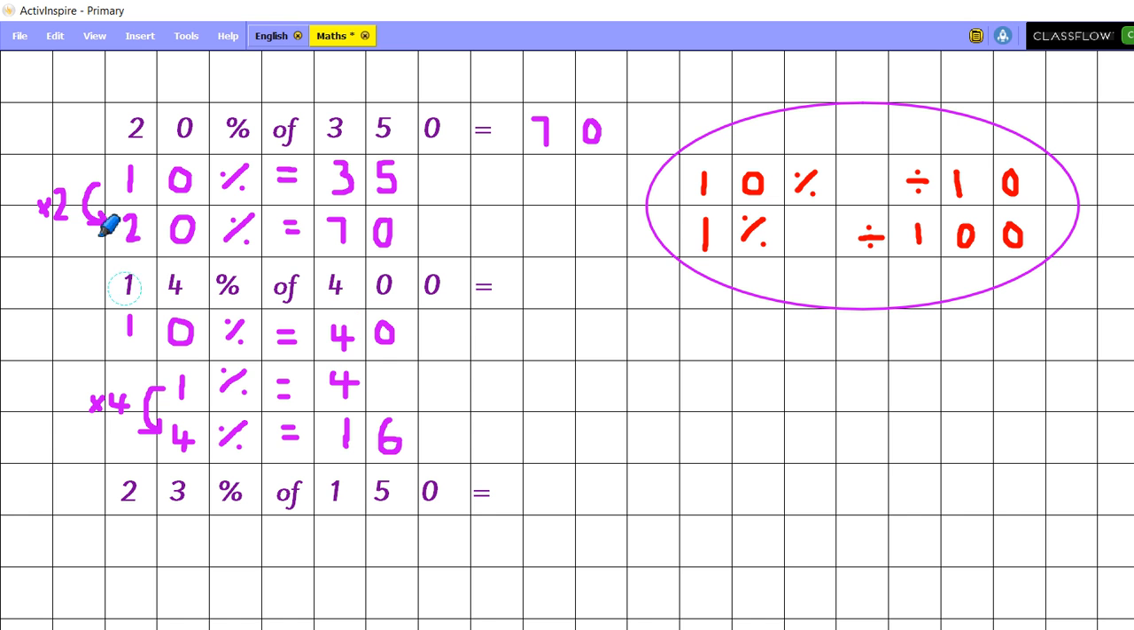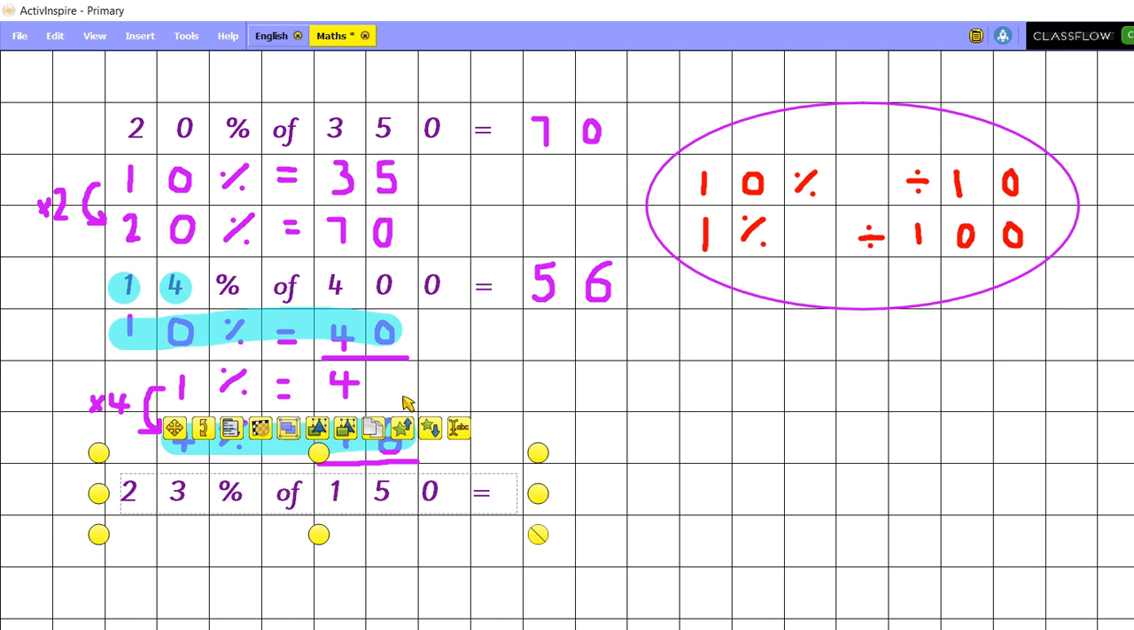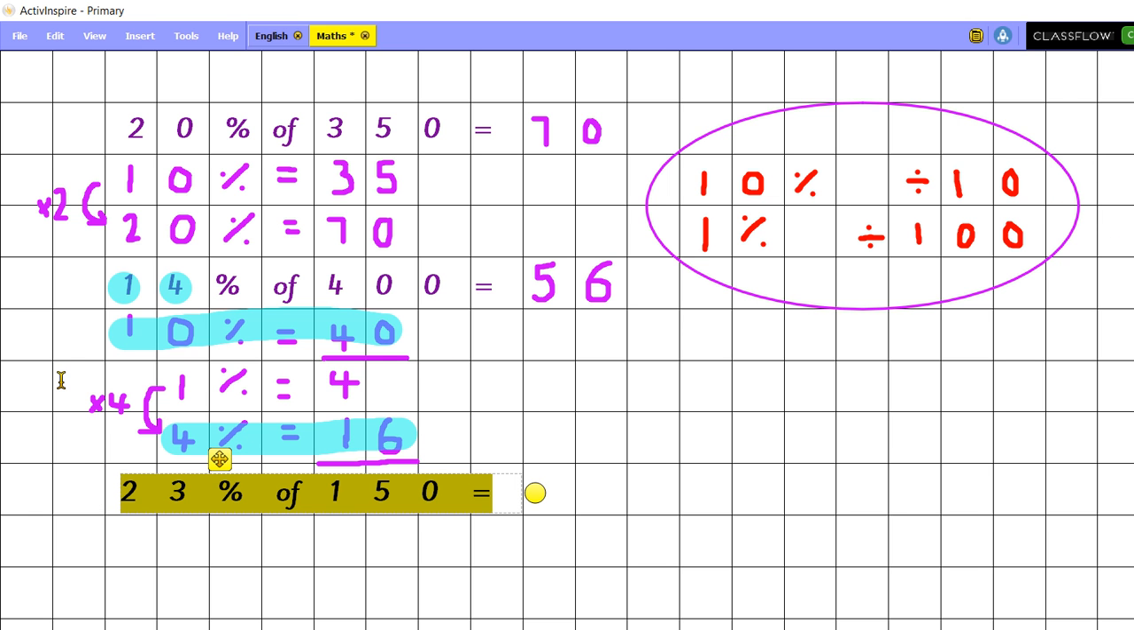So I've got 14%, I've got 10 and 4%, okay? So I've got 10%, which is one I need, and then I don't need the 1%, I need the 4%. Okay. So when I come to add, I'm adding 10%, which was 40, and 4%, which was 16. 40 add 16 is 56. Okie dokie. Right, I'm really hoping that does make sense to you. If it doesn't, maybe watch over it again and see if it does, hopefully, okay?